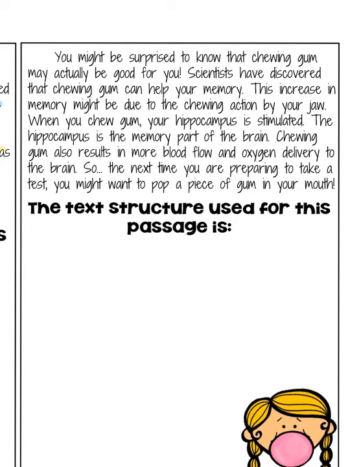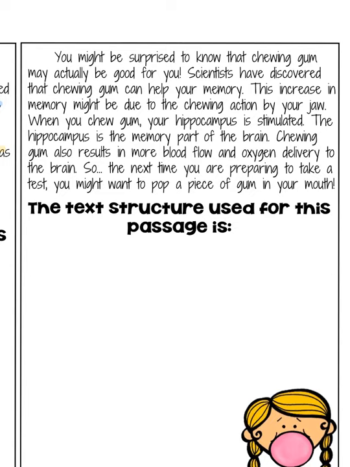You might be surprised to know that chewing gum may actually be good for you. Scientists have discovered that chewing gum can help your memory. This increase in memory might be due to the chewing action by your jaw. When you chew gum, your hippocampus is stimulated. The hippocampus is the memory part of the brain. Chewing gum also results in more blood flow and oxygen delivery to the brain. So the next time you are preparing to take a test, you might want to pop a piece of gum in your mouth. What text structure do you think this is?